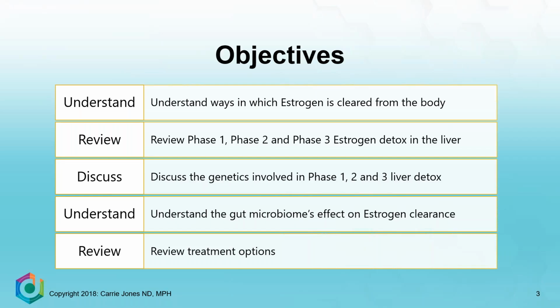So let's get started. Our objectives: first of all, we're going to talk about the different ways estrogen is cleared from the body by going through, of course, phase 1, 2, and 3 estrogen detox, focusing primarily on the liver. We will touch upon the genetics involved in phase 1, 2, and 3 detox. And then we're going to touch on the gut microbiome, specifically something called the Estrobolome, which is one of my most favorite words, the Estrobolome in the gut and how that affects phase 3 detox. And we'll be talking about treatment along the whole way.